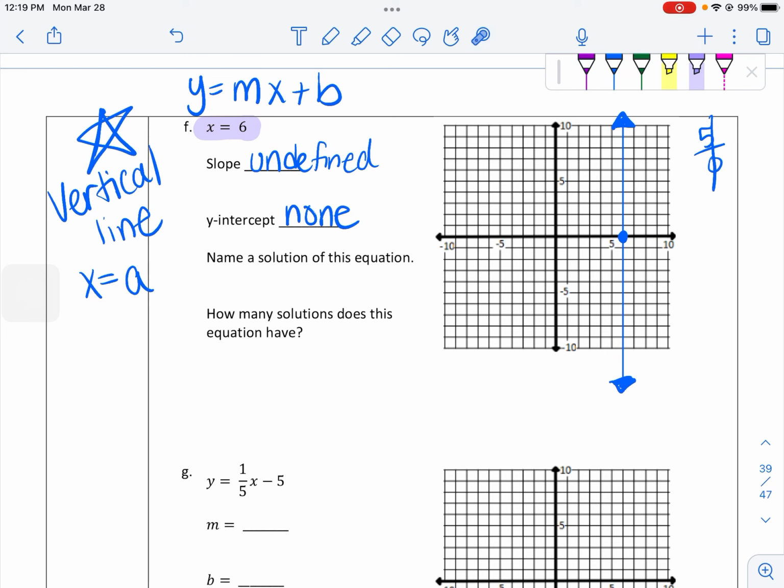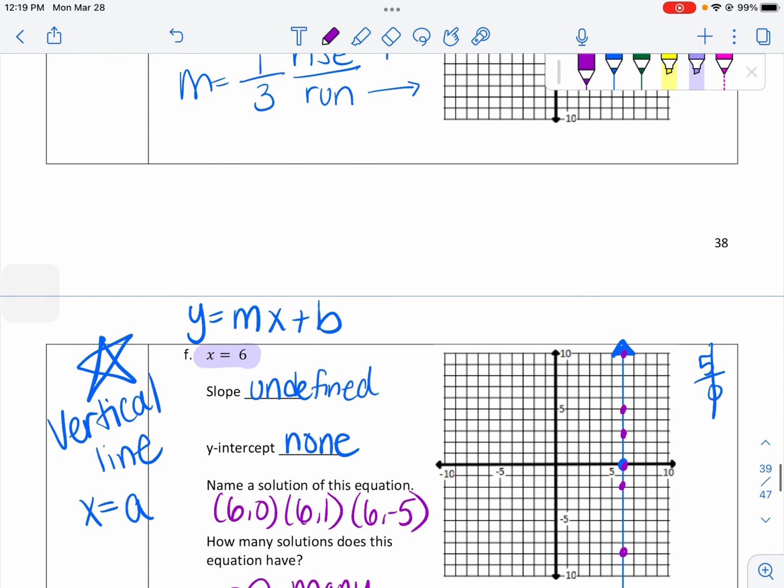Now, any of the points along this line are solutions to x equals 6. So any of those points: 6, 3; 6, 5; 6, 10; 6, negative 2; 6, negative 8, etc. You could do 6, 0; 6, 1; 6, negative 5. Any of those points. Again, there are infinitely many solutions in the end.